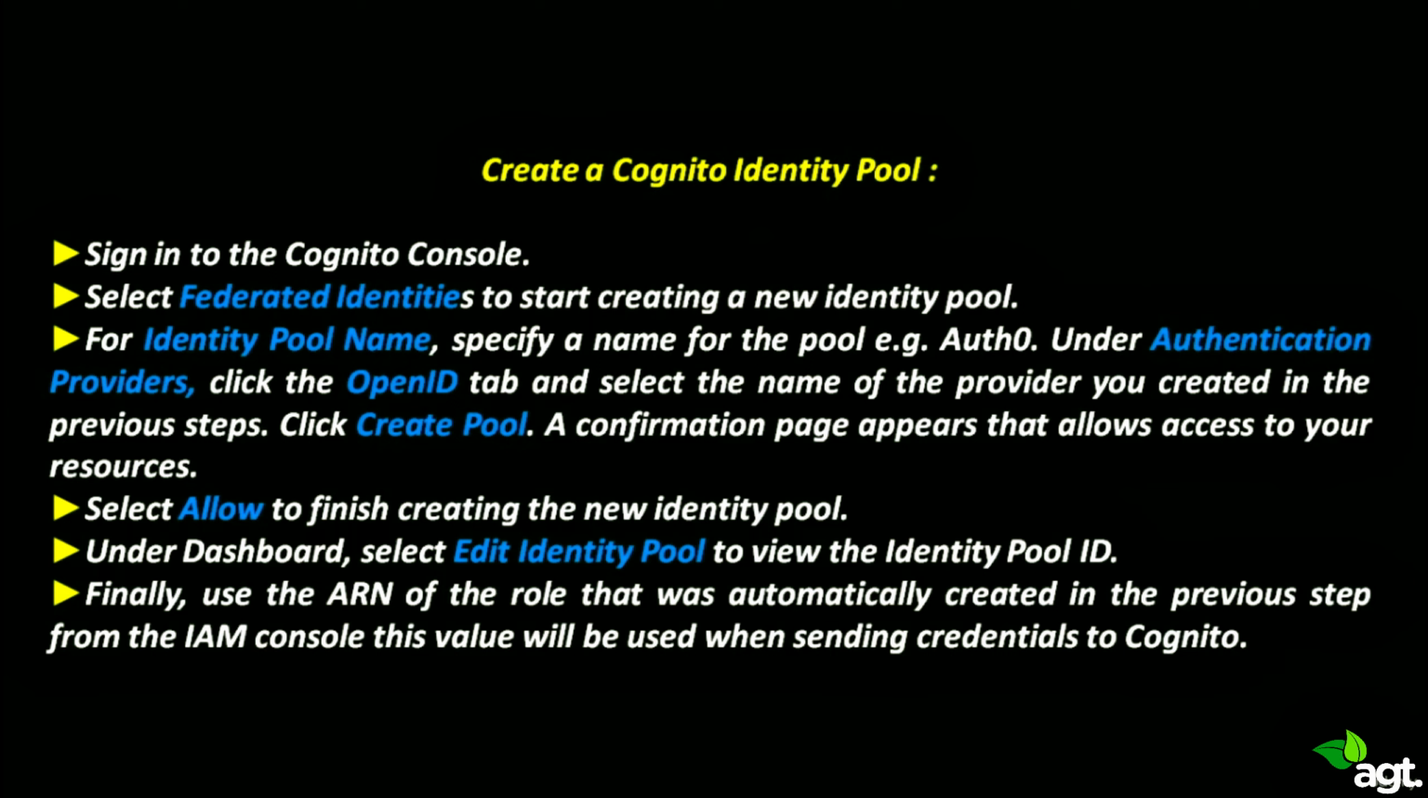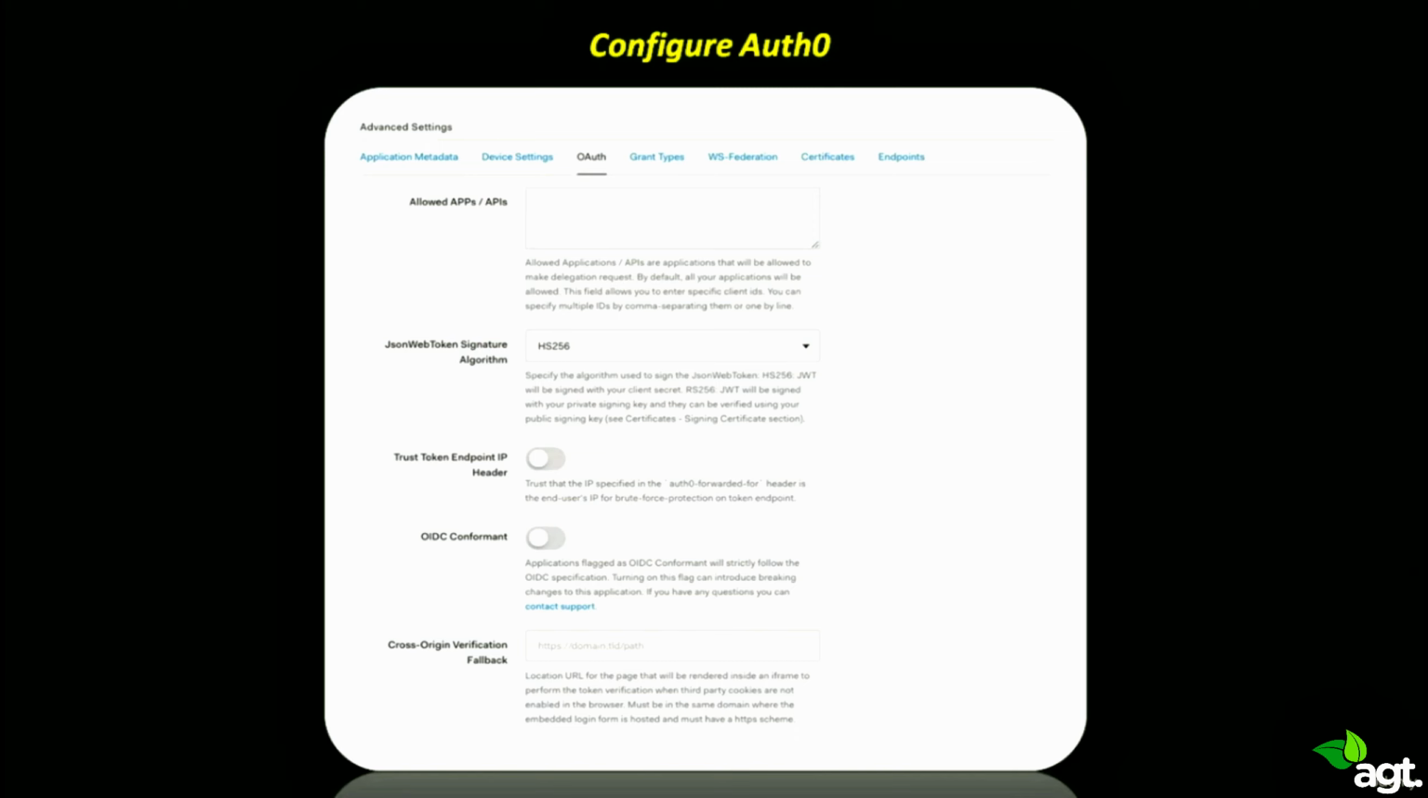Under Dashboard, select Edit identity pool to view the identity pool ID. Finally, use the ARN of the role that was automatically created in the previous step from the IAM console. This value will be used when sending credentials to Cognito. So how do you configure Auth0? Amazon uses the public signing key from the OpenID provider metadata to validate the signature of the JSON web token, JWT. By default, Auth0 uses the RS256 signature algorithm.